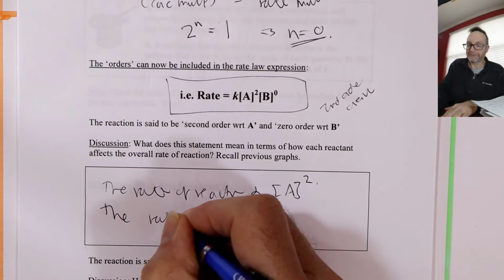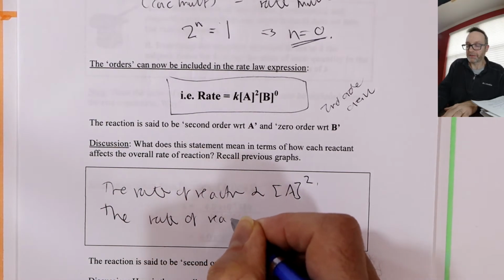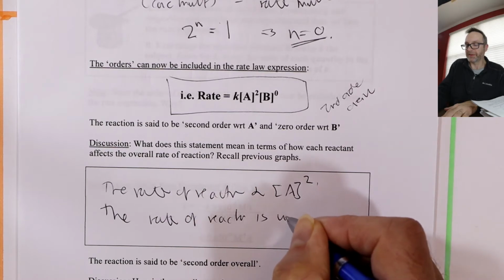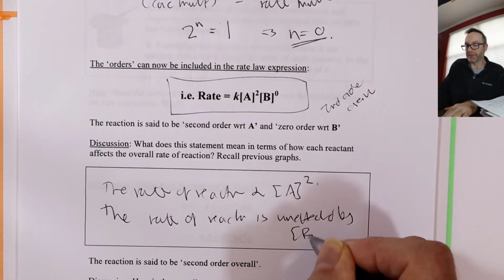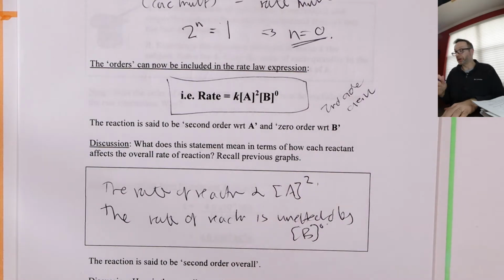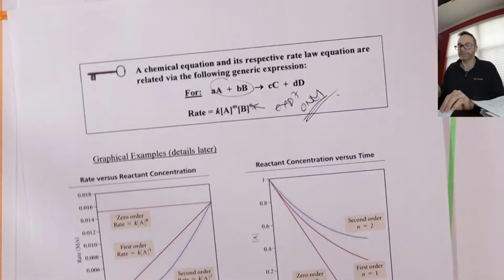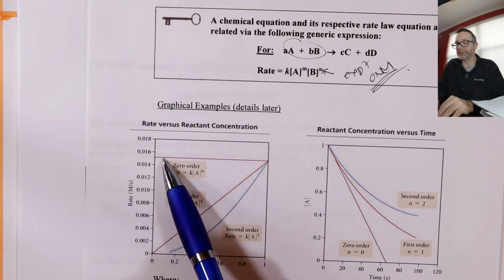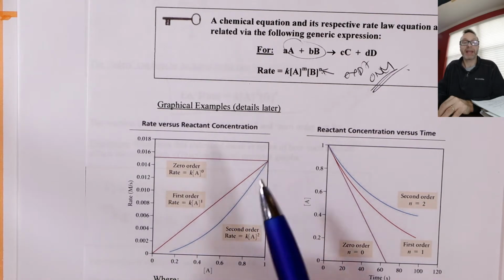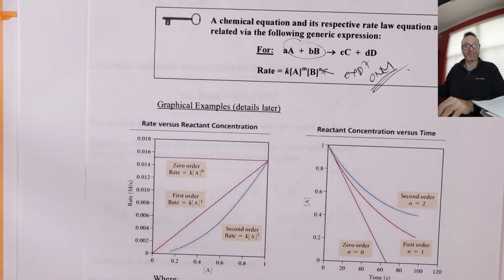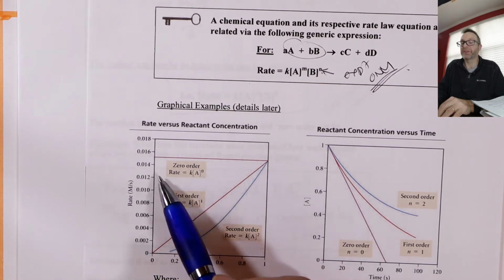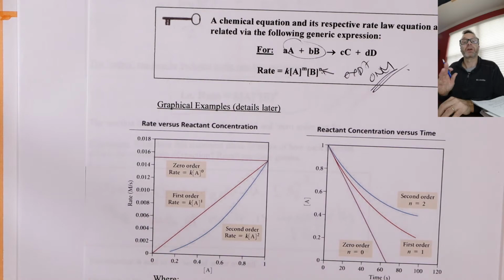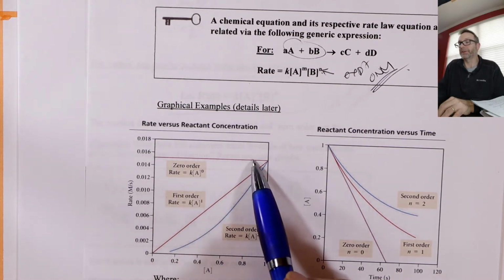The rate of reaction is unaffected by the concentration of B. So it's got to be B to the 0, right? If we look at that graph again, flat line. So the rate stays constant, right? It doesn't change. Yeah, I mean, the reactant will disappear over time, but it's not affecting it, right? The concentration of B does not affect the rate. Okay, so there it is there.